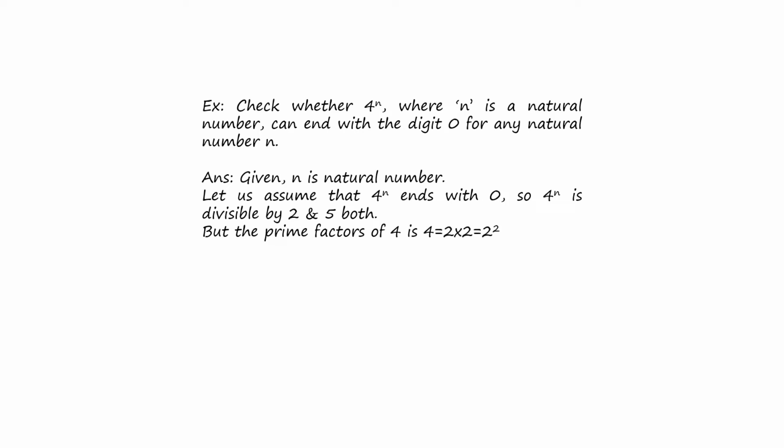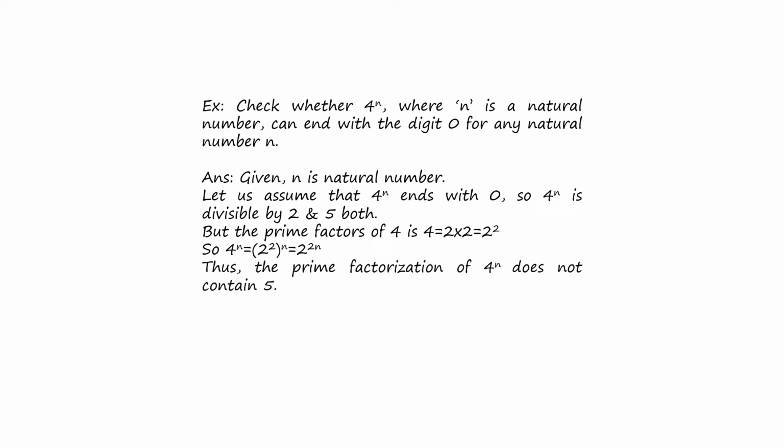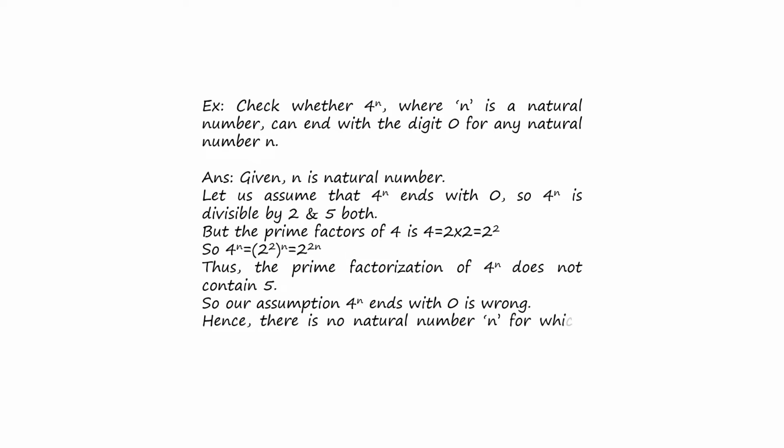The prime factorization of 4 is 2 squared. So 4 to the power n is 2 squared to the power n, or it is 2 to the power 2n. Thus, the prime factorization of 4 to the power n does not contain 5. So our assumption that 4 to the power n ends with 0 is wrong, because it contains only 2 but not 5. So there is no question of 0. Hence, there is no natural number n for which 4 to the power n ends with the digit 0.